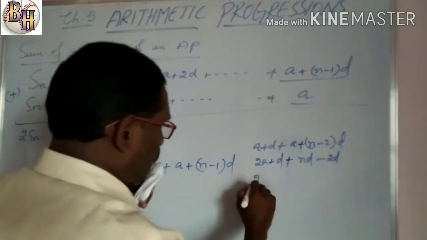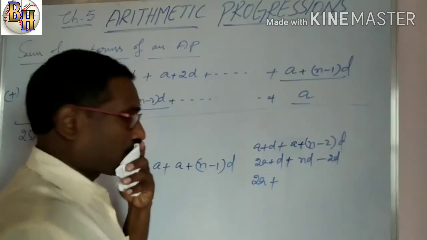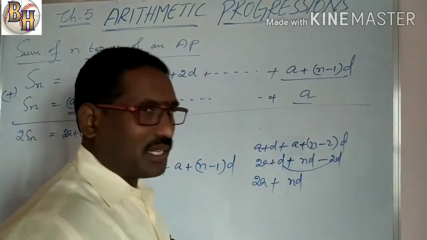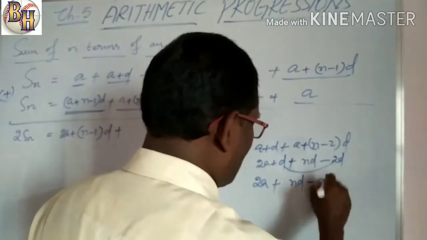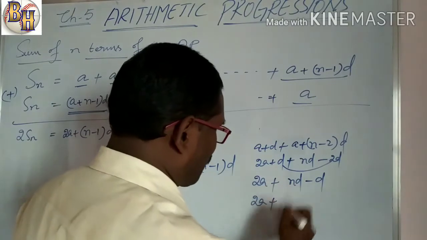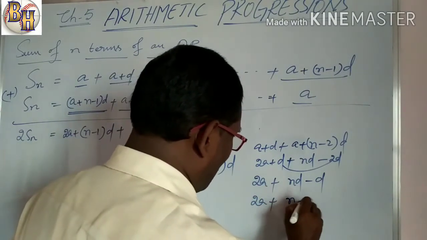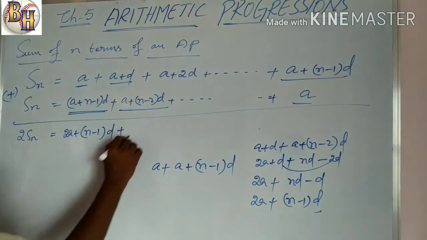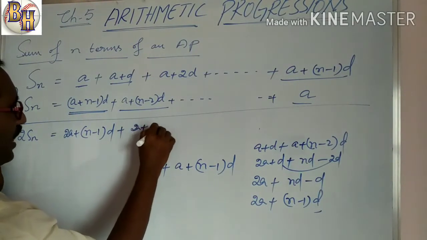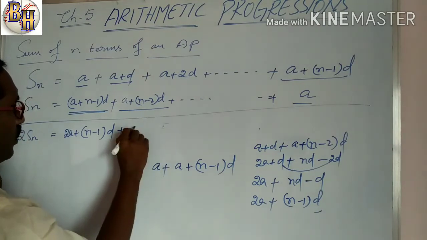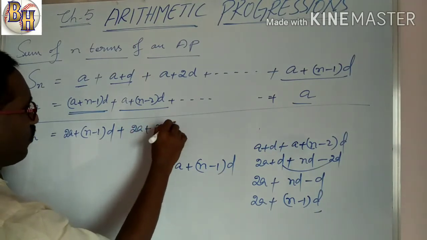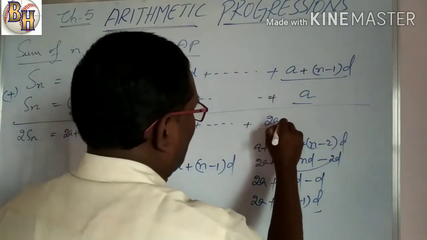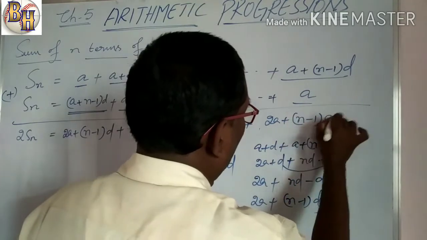Observe here again, 2a plus nd minus d plus d minus 2d, how much? Minus d. Here what is the common? 2a plus, if you take d common, what is left here? N minus 1 into d. Same only will come. So like that every term, 2a plus n minus 1 into d, plus, and so on, plus 2a plus n minus 1 into d.